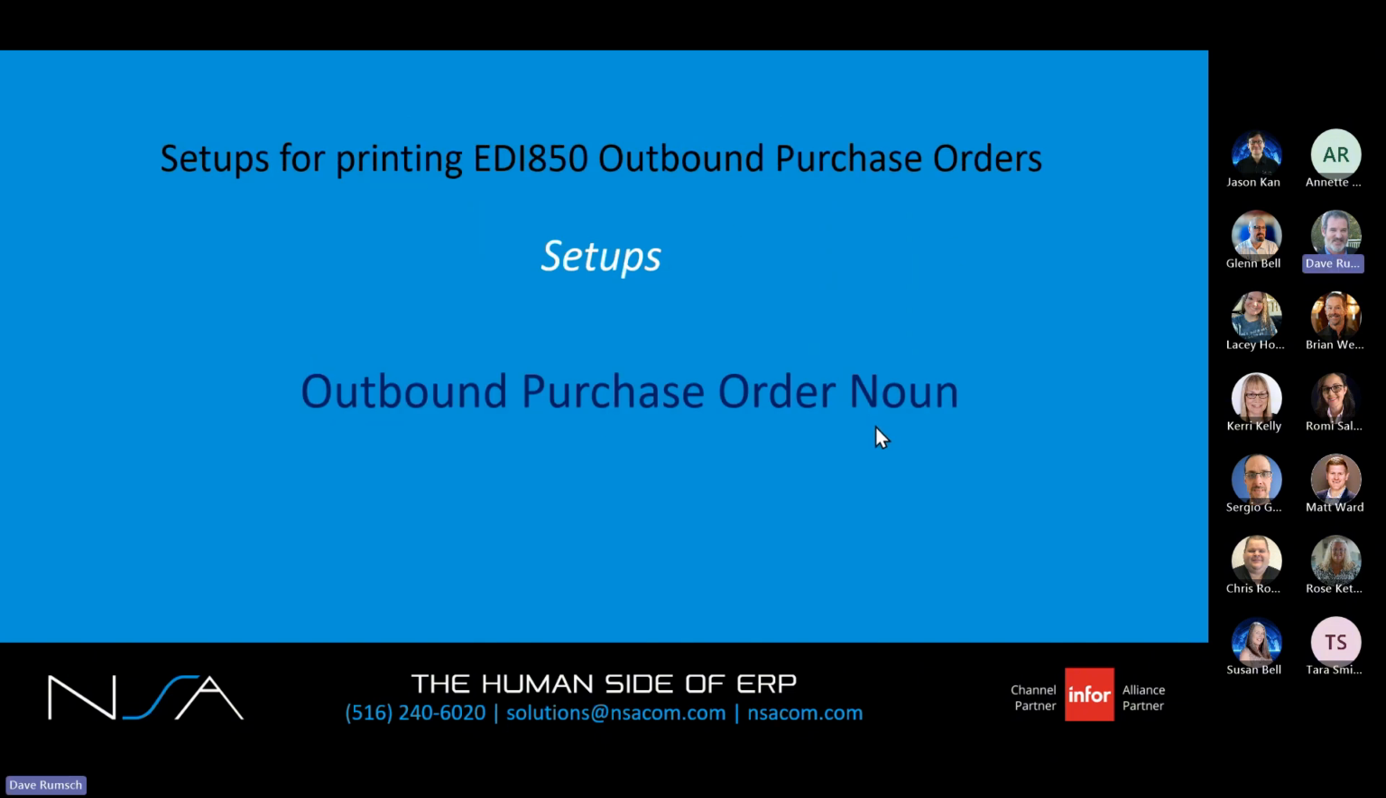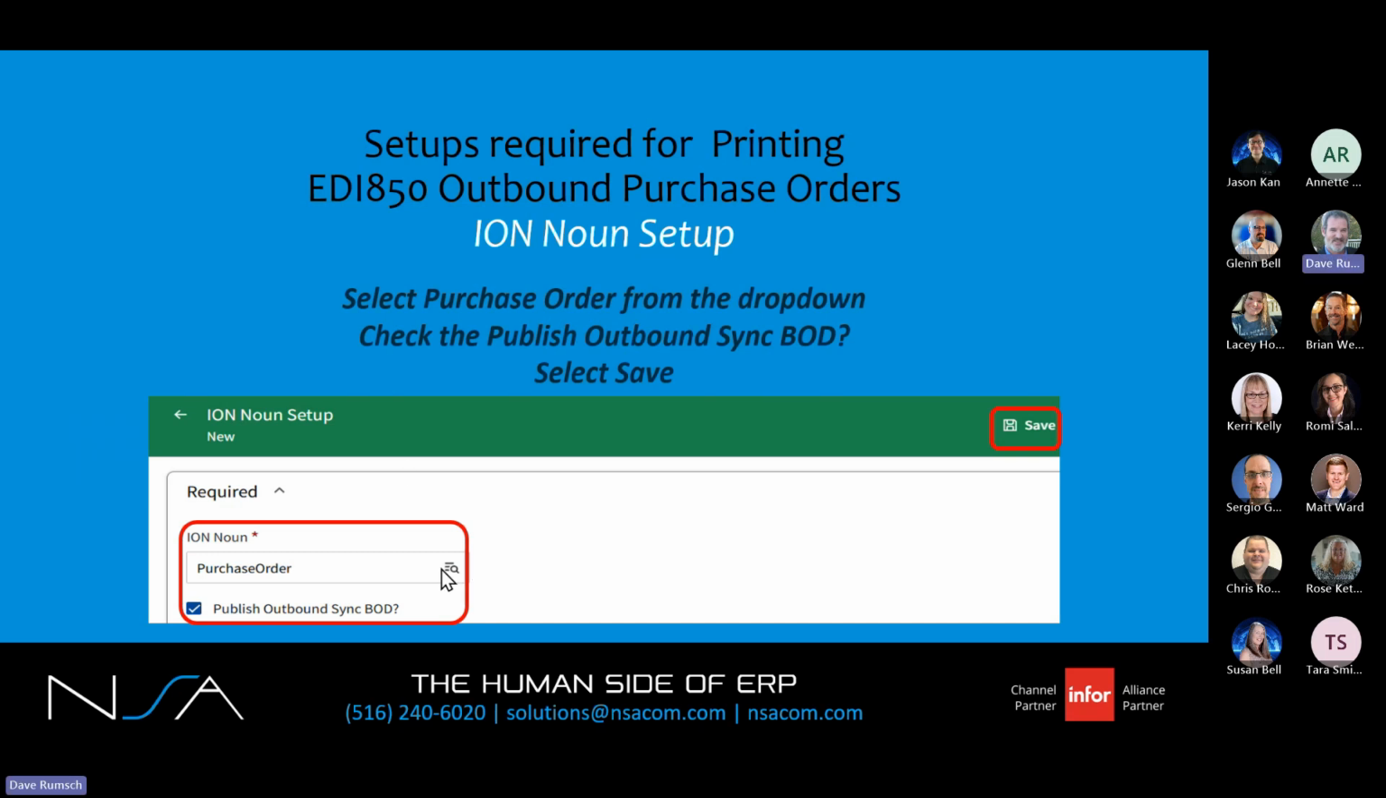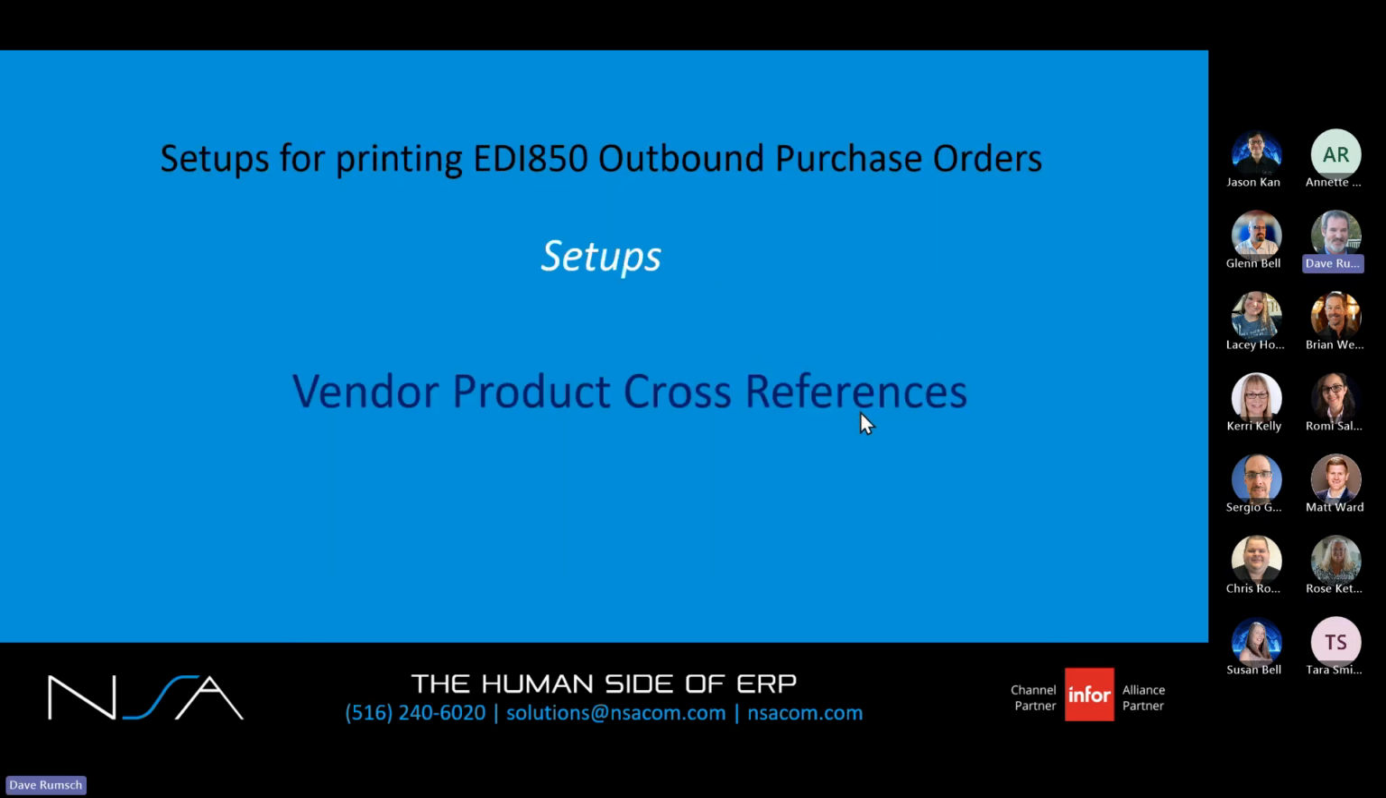There's also a noun required to be set up in the software. So you'll go into the ION noun setup and you'll select new. You'll do a lookup and find purchase order and select it. Then you'll check to publish the outbound sync bod there, and you'll select save. That will bring up this window. You'll verify that you've selected it properly, and you'll do save again. That'll set up the noun, which allows the system to send outbound transactions. Now, for EDI, all outbound transactions and some other transactions in the software require nouns to be set up.